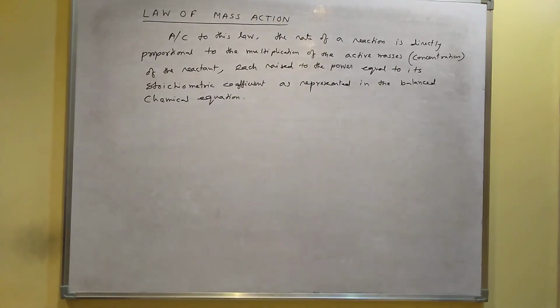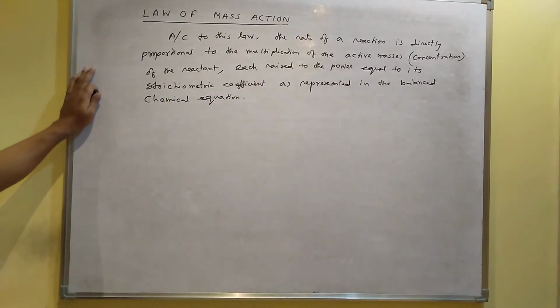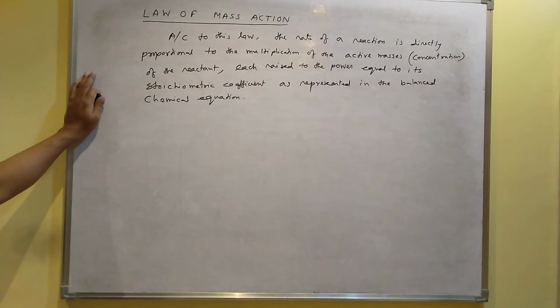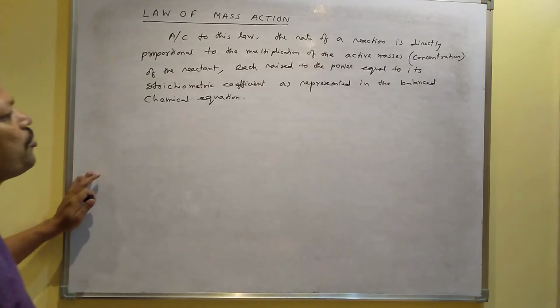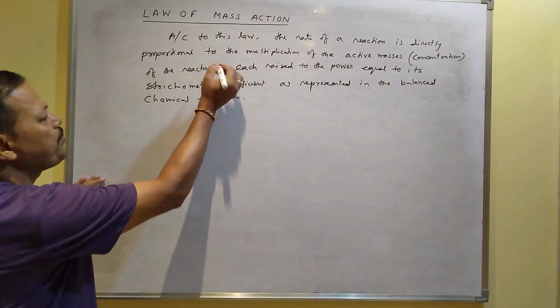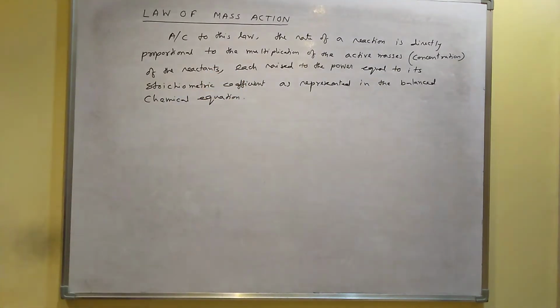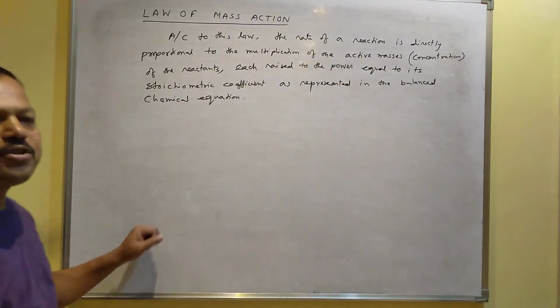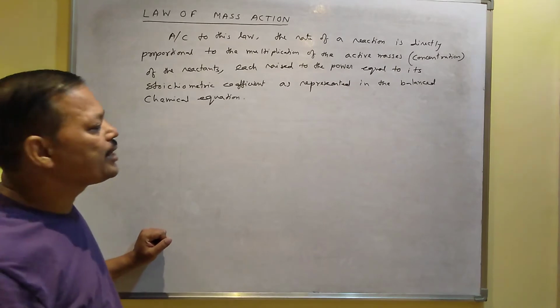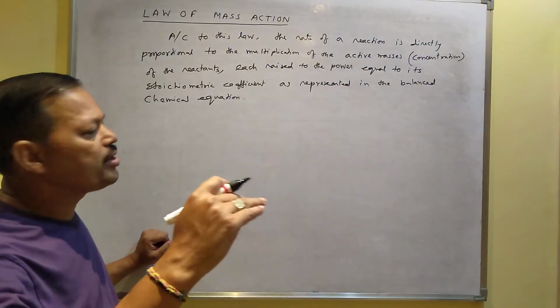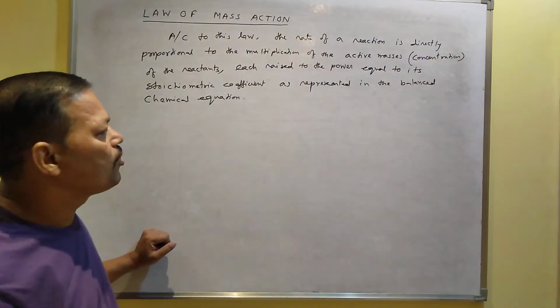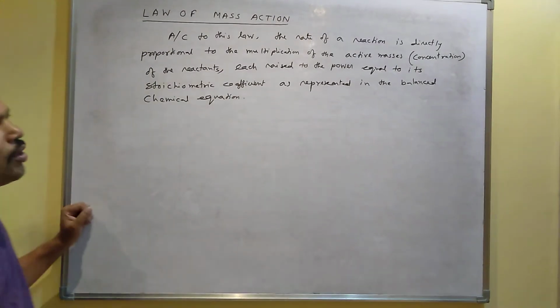So what is this law? According to this law, the rate of a reaction is directly proportional to the multiplication of the active masses. Active masses means concentration of the reactants, raised to the power equal to its stoichiometric coefficient as represented in the balanced chemical equation. So as you have got, a reaction is said to be in equilibrium when the rate of forward reaction becomes equal to the rate of backward reaction. Now what is the rate?